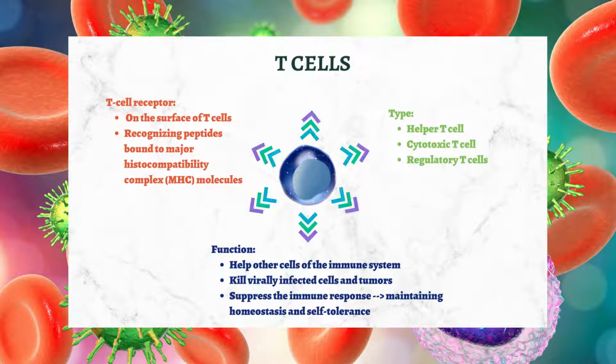Helper T cells help other cells of the immune system, while cytotoxic T cells kill virally infected cells and tumors, and regulatory T cells act to suppress the immune response, thereby maintaining homeostasis and self-tolerance.